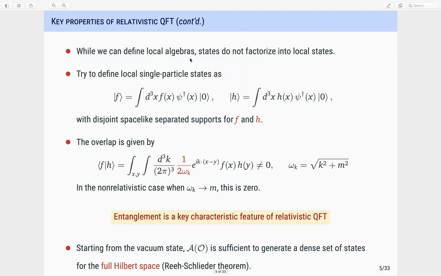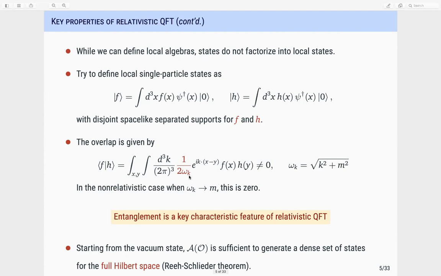Okay. While we can define local algebras, we know very well that states do not factorize into local states. A simple way to see that, which I find quite fascinating, is just to try to define what you might call local single particle states by taking a creation operator, acting on the vacuum, putting in a test function that has support in some region, and doing a similar thing with another test function, and let's say that the supports for these two functions are disjoint and space-like separated. So these are two local particles defined, one over here, one over there. The overlap is trivial to calculate in a free field theory, and looks like this.